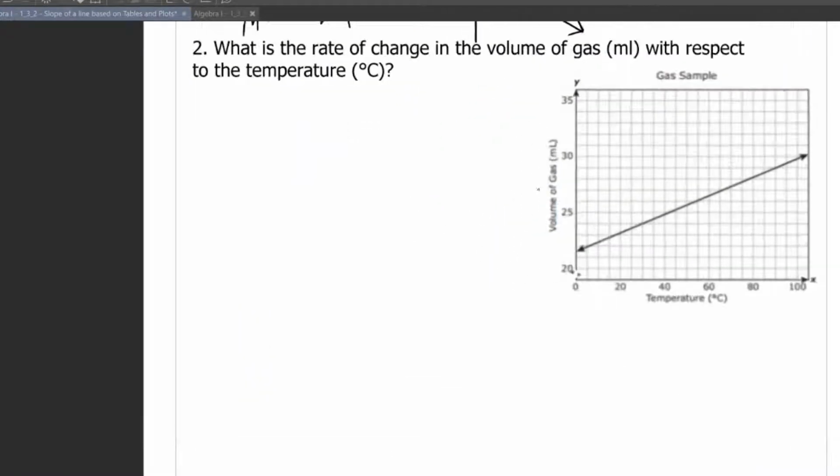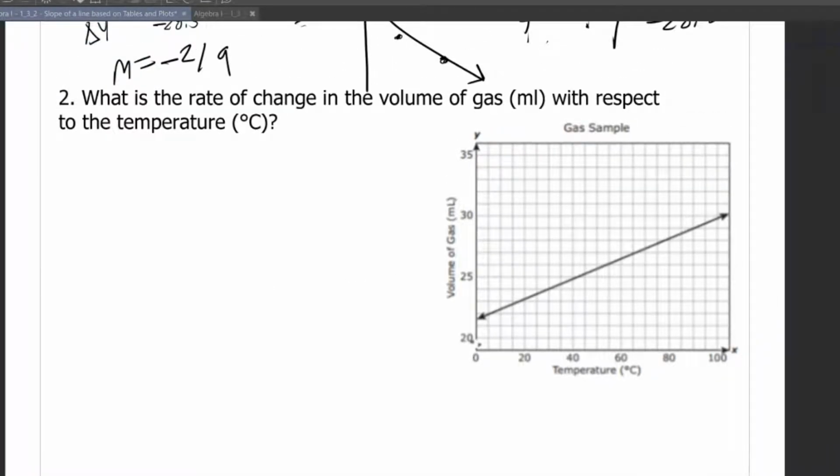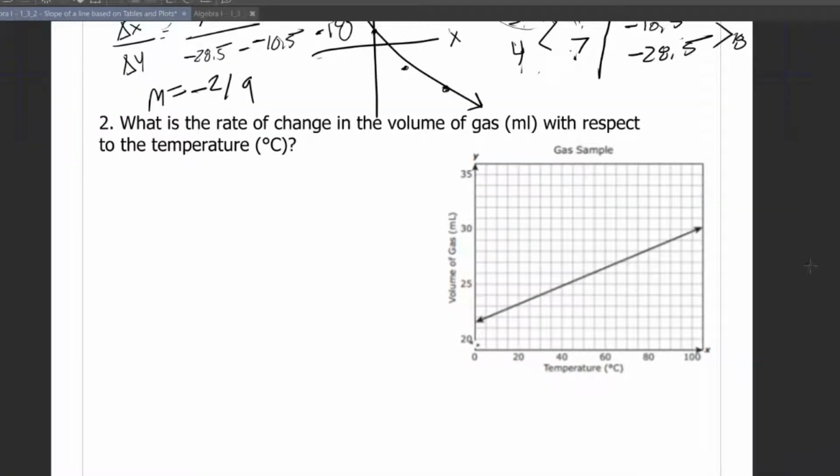Now let's look at this problem. I'm going to zoom in a bit, and we might be doing a little bit of rough approximation here since there aren't exact values and we don't have graph paper, but you will get the idea of the problem. Question 2 states, what is the rate of change in the volume of gas with respect to temperature? Right, rate of change, the volume of gas, which is on the y-axis, so delta y, with respect to temperature on the x-axis, delta x. So it's asking for the slope again. m equals delta y over delta x.